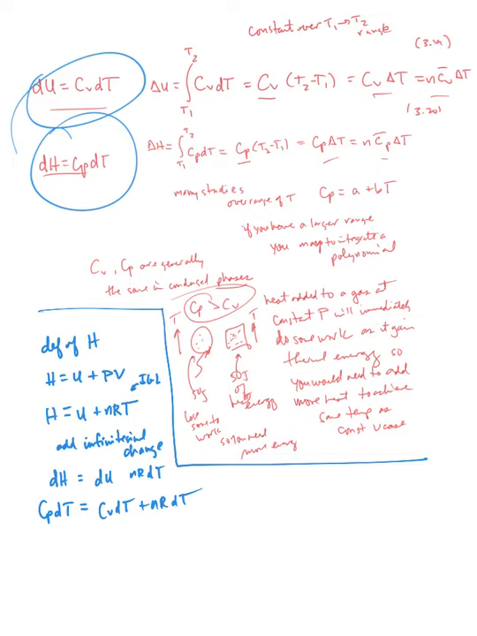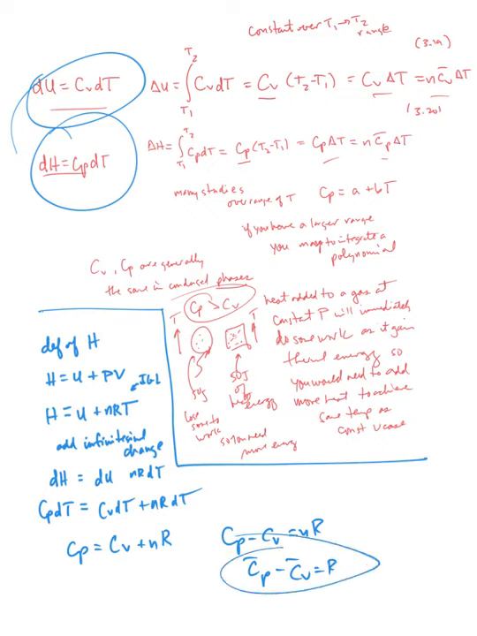Aha, I could do some canceling. Cp equals Cv plus nR. Then Cp minus Cv equals nR. And the molar heat capacity at constant pressure minus that is equal to R. So we love when long equations turn into cute little short equations.